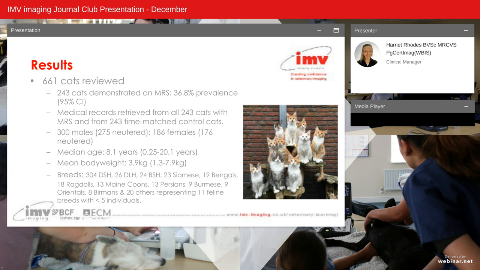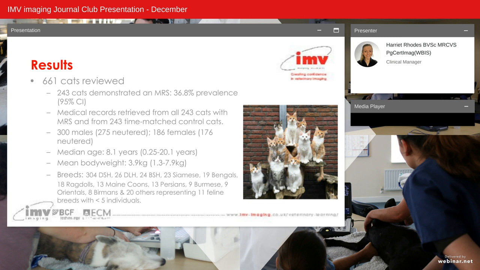There were 300 males, 275 of which were neutered, and 186 females, again 176 of which were neutered, and the median age was 8.1 years, ranging from 0.25 to 20.1. The median body weight was 3.9 kilos, ranging from 1.3 to 7.9.